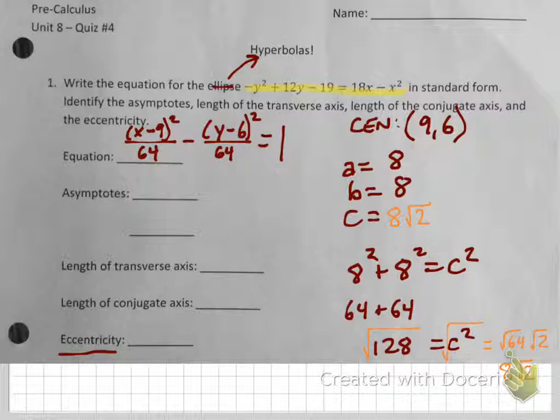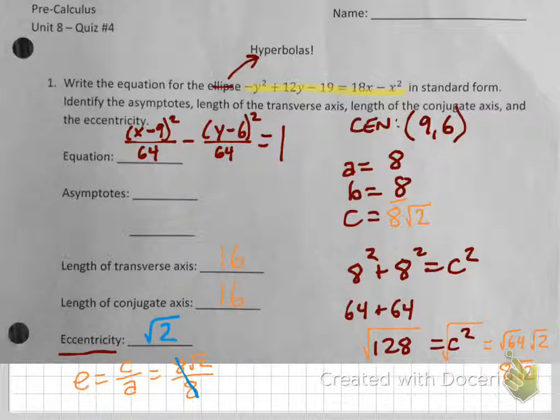Let's see, since we're here, why don't we go ahead and fill out these last 3 blanks, since we have all we need for that. The transverse axis is 2a, so 2 times 8 is 16. The conjugate axis is 2b, so 2 times 8 is also 16. And our eccentricity, which is e, is the ratio of c to a. So c is 8 root 2, a is 8. So 8 over 8 makes 1, so 1 times root 2, we just have root 2. And that makes sense, our eccentricity should be bigger than 1 for a hyperbola.